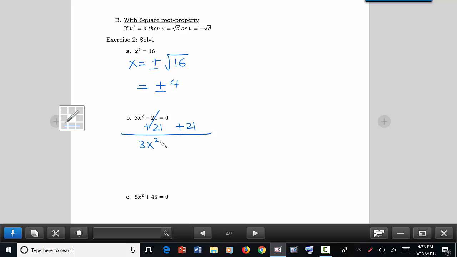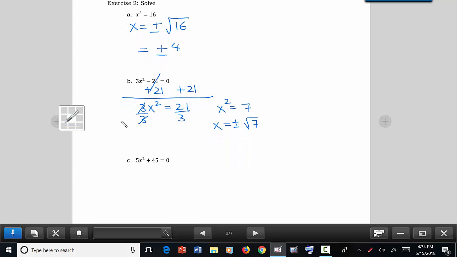3x squared equals 21. Divide both sides by 3. So we get x squared equals 7. So x equals, if you take the square root, plus or minus the square root of 7. Now here is the one confusion you may have. Whenever we have two terms, x term and constant only, if you go with the square root property, it will always be easier.